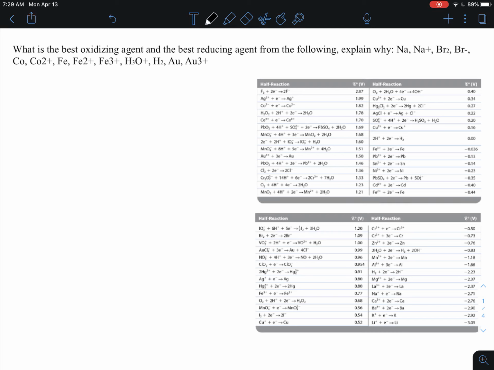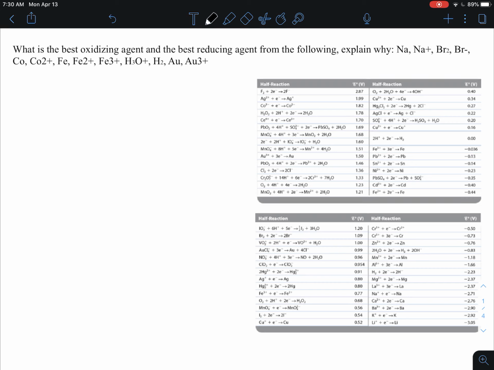So, what is the best oxidizing agent and what is the best reducing agent from the following? Explain why. So I put reduction tables here. Know that sometimes half reaction reduction tables will be given on the front cover or back cover of a quiz or exam. If you have this question, you'll have to look for that. It might not be given exactly underneath the question like it is here.